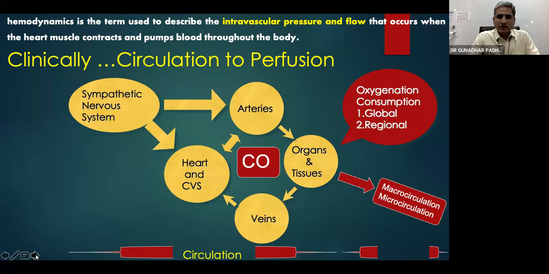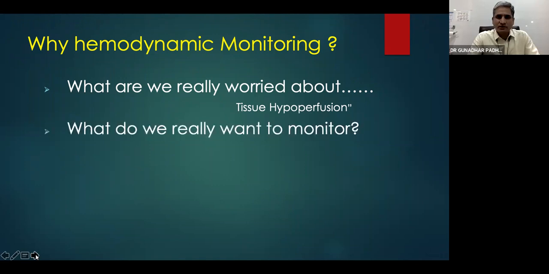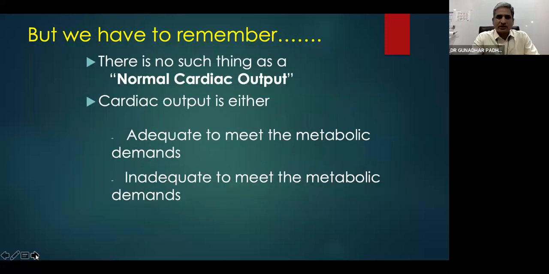If you divide it, this part is called the circulation and this part is called the perfusion. The circulation consists of the arteries, heart, your cardiovascular system, and veins, and the organs are the end organs of perfusion. So why hemodynamic monitoring? This is the basic tool. What we are really worried about is tissue hypoperfusion. Any tissue which is hypoperfused leads to tissue or cellular dysfunction, and that leads to organ dysfunction and organ death. What we really want to monitor is adequate oxygen delivery, since inadequate tissue perfusion combined with hypoxia affects multiple organ systems. This is the whole gist of hemodynamic monitoring.